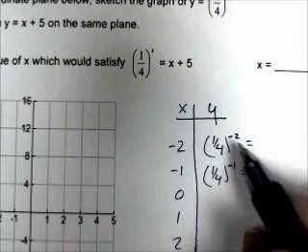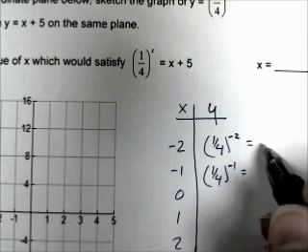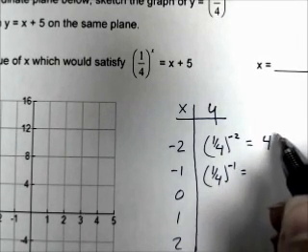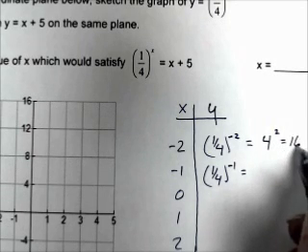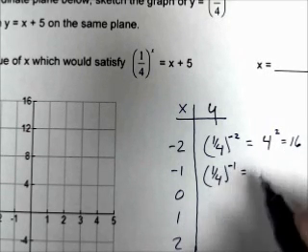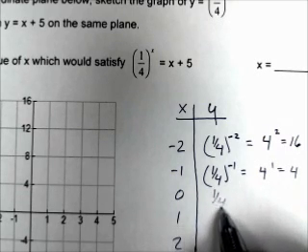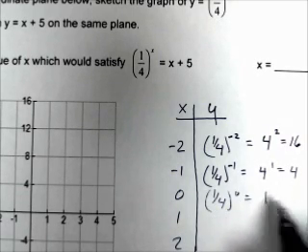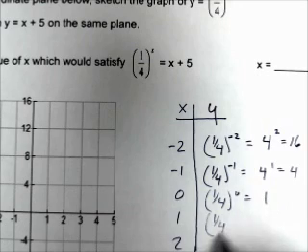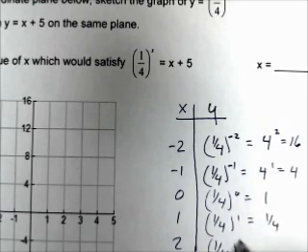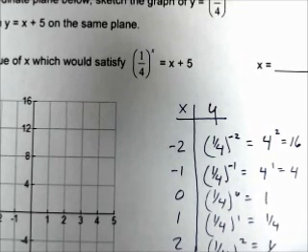All right, so 1/4 to negative 2, that'd be equivalent to 4 to the positive 2, which is 16. Again, invert the fraction, that'd be 4 to the positive 1, which is 4. 1/4 to the 0 is 1. 1/4 to the first is 1/4. 1/4 to the second is 1/16.